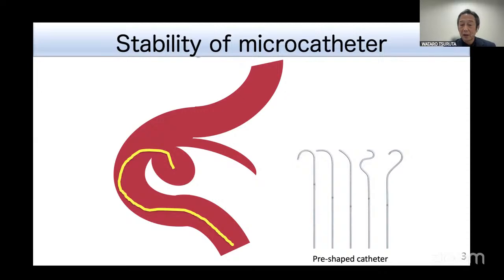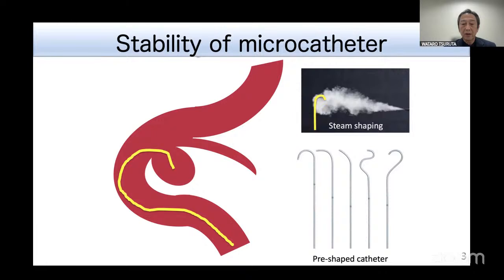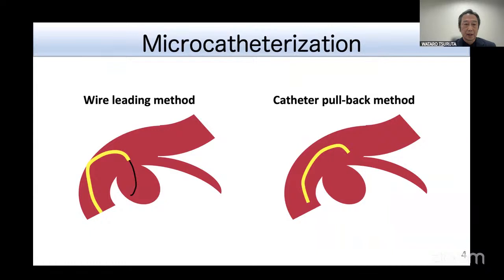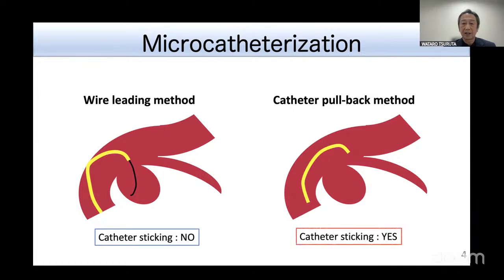We have various pre-shaped catheters, and we can also make a favorite shape by steaming. As for microcatheterization, when the microcatheter can advance without any sticking in the vessel, the leading method is simple. But sometimes the catheter sticks in the vessel due to vessel tortuosity. In such a situation, the catheter pullback method is better and safer.